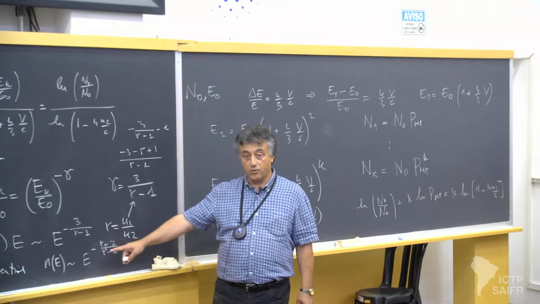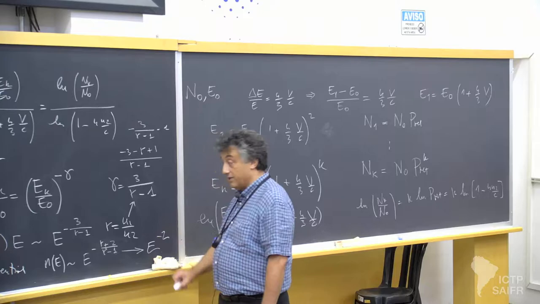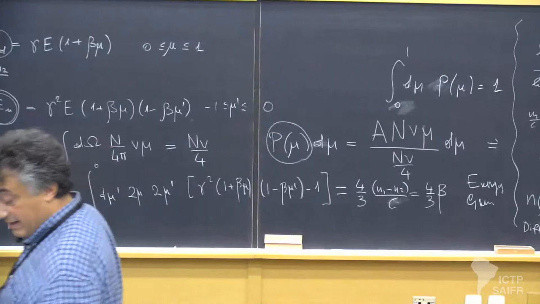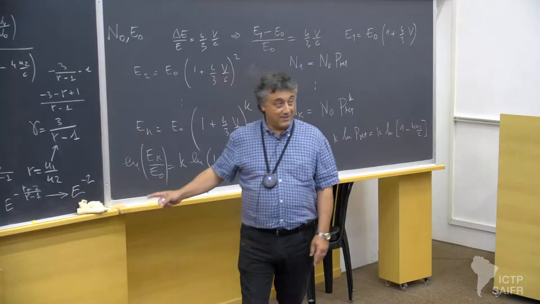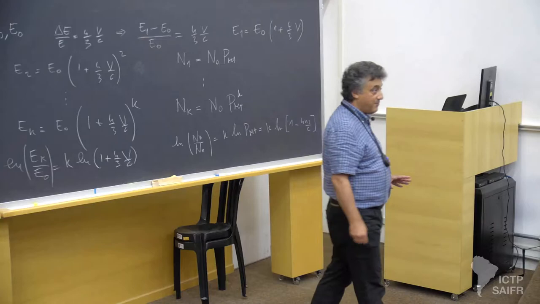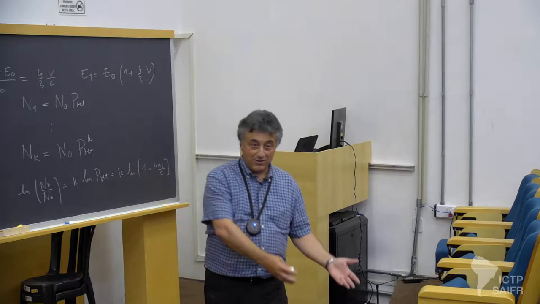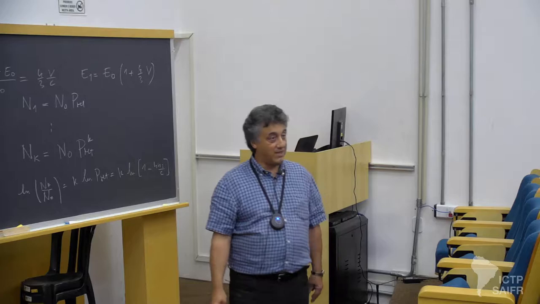So what happens for a strong shock? For a strong shock, we said that r is 4, and therefore this one tends to the famous E to the minus 2. Okay? Now, don't ever say that a spectrum of particles accelerated at a shockwave is E to the minus 2, because it's not. Here we already assumed, in order to derive this result, that the particles are relativistic. But of course, in order to get to relativistic energies, you have to start from thermal. So you have to go through the non-relativistic regime. And there, the spectrum is not E to the minus 2. We'll see in a second what it is.